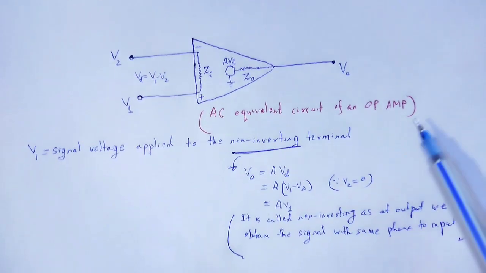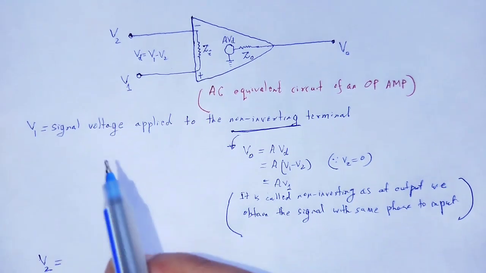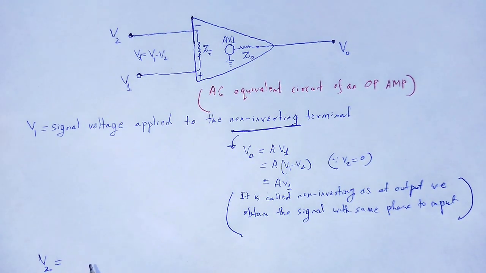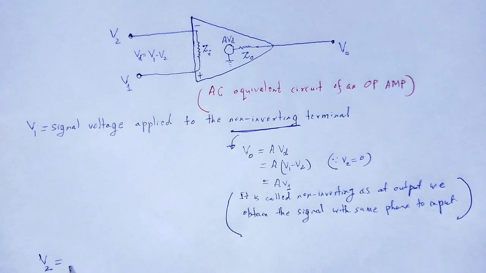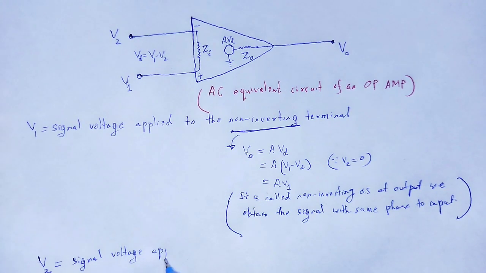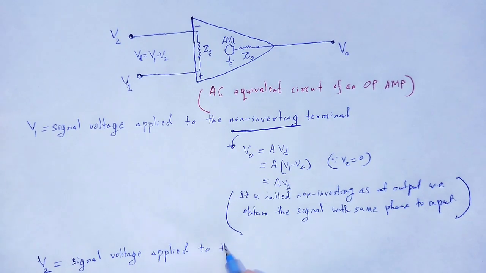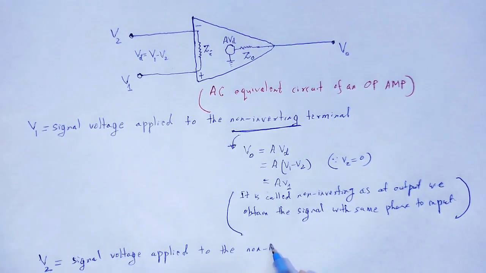Next, V2, the signal voltage applied to the non-inverting terminal.